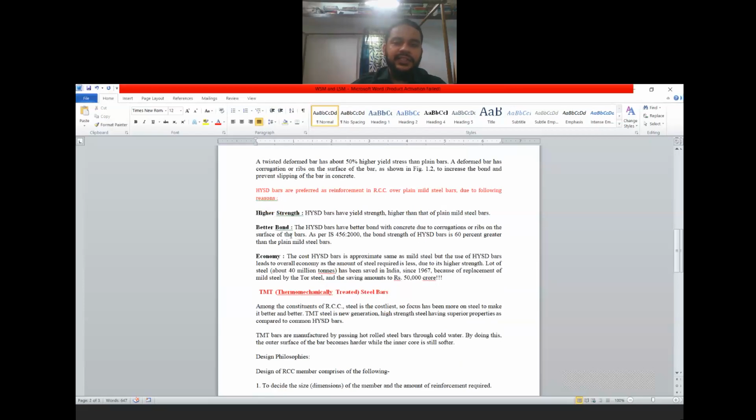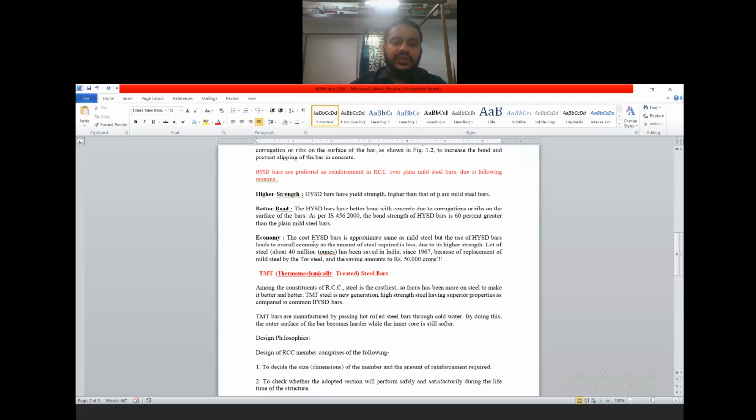Similarly, the next advantage is better bond. Then it is economy. The cost of HYSD bars is approximately the same as mild steel, but HYSD bars lead to overall economy as the amount of steel required is less due to high strength.